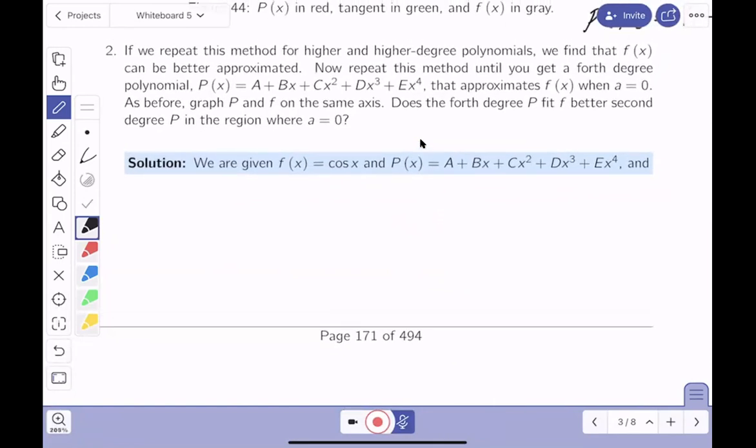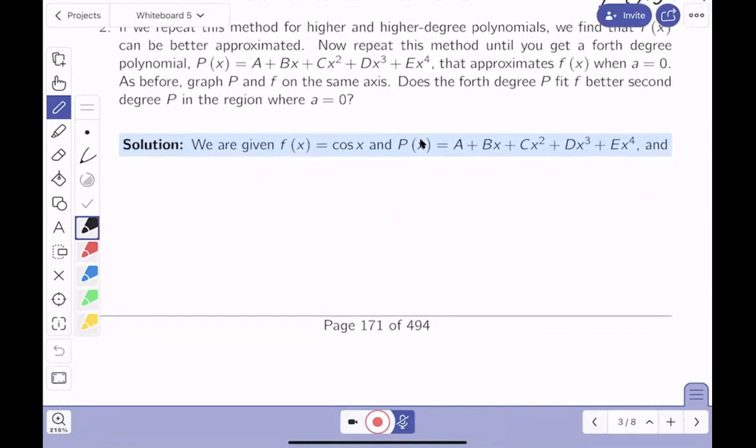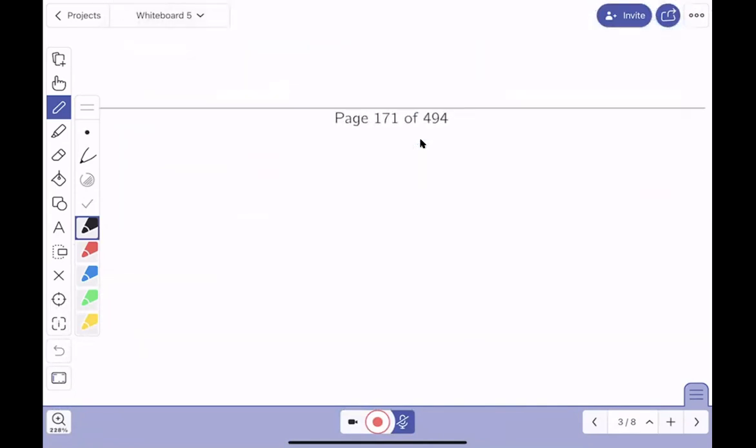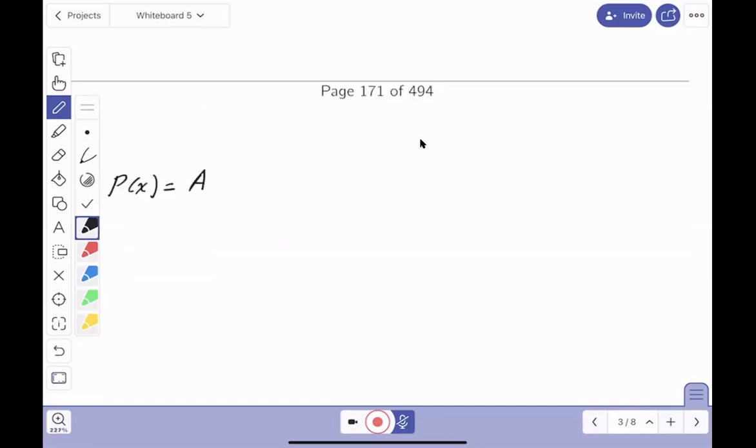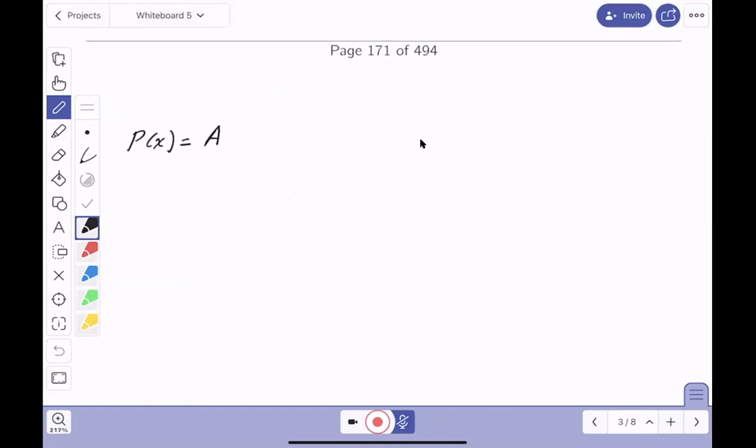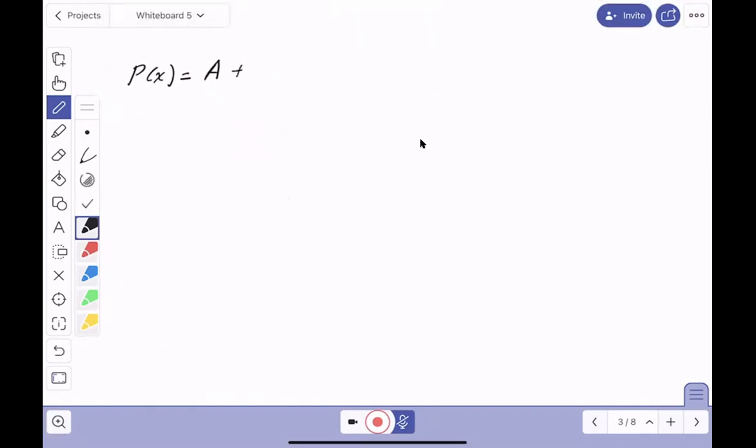So it says, now we'll repeat this thing for an even higher degree polynomial. And I want to write it down for you. As I write this down, it's going to require work. Right? So I'll put the P of x down. And again, I got to make sure I'm using the same letters. Yeah, I'll put this down. A plus bx plus cx squared plus dx cubed plus ex to the 4th.